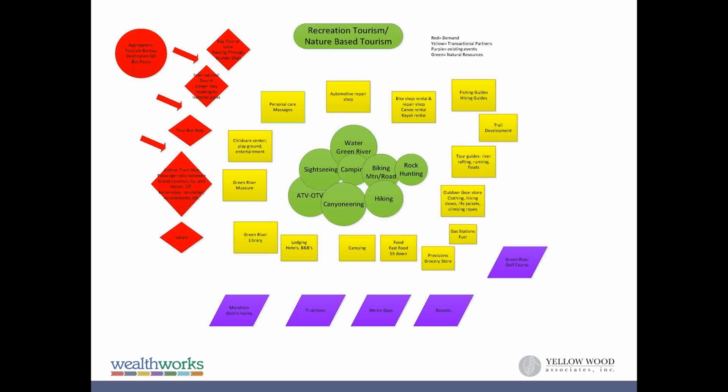And then we've got the other transactional partners in the yellow. The green is the kind of services we would be offering, and then in the purple we've got some of the supports and some of the other things that are happening around that. So purple is existing events, yellow is transactional partners, red is demand, and green are the resources we have. You can see that there.